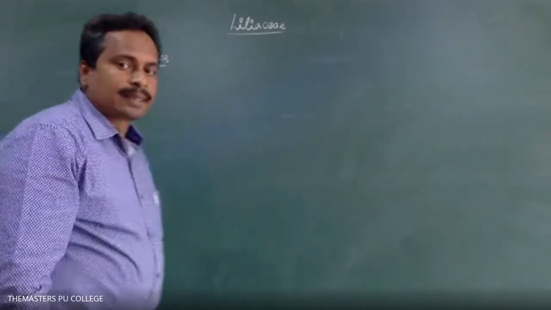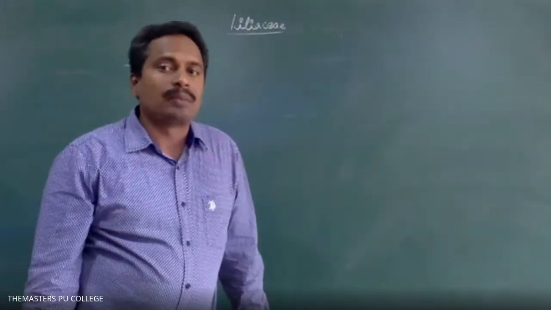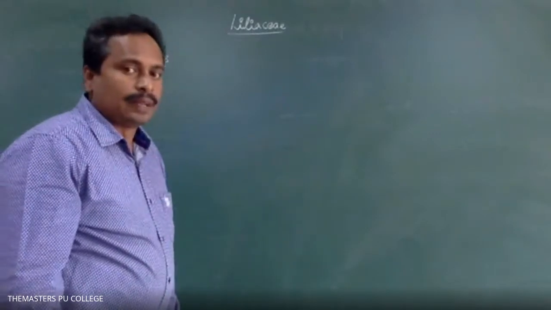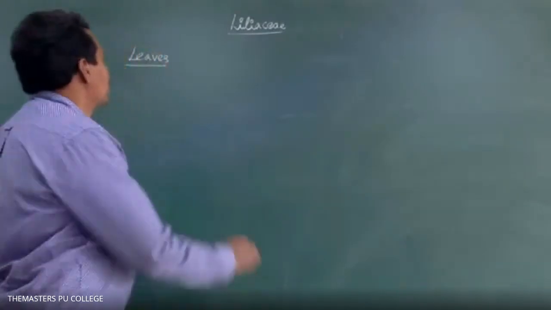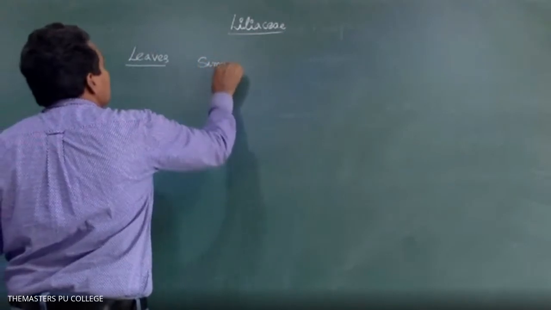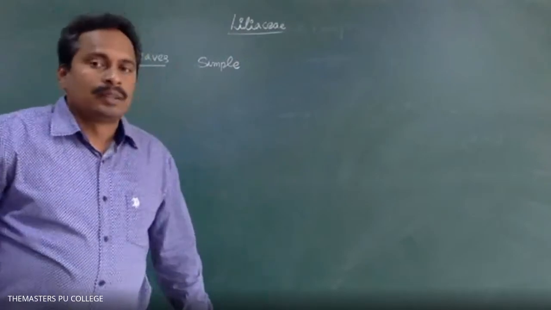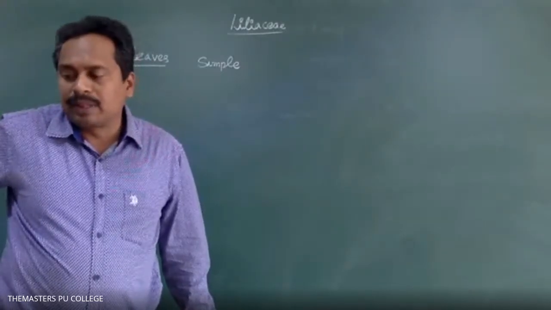And today we will discuss the remaining characteristics of Liliaceae family. The leaves, the vegetative characters. The leaves are simple. How many types of leaves are there? Two types. Very good. You already have knowledge about the types of leaves.